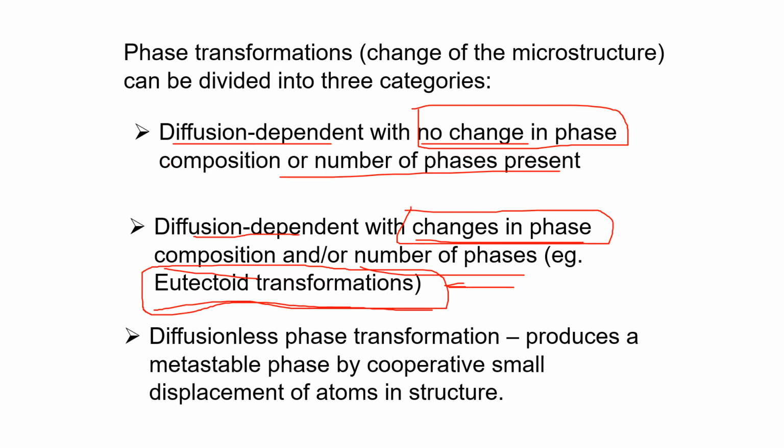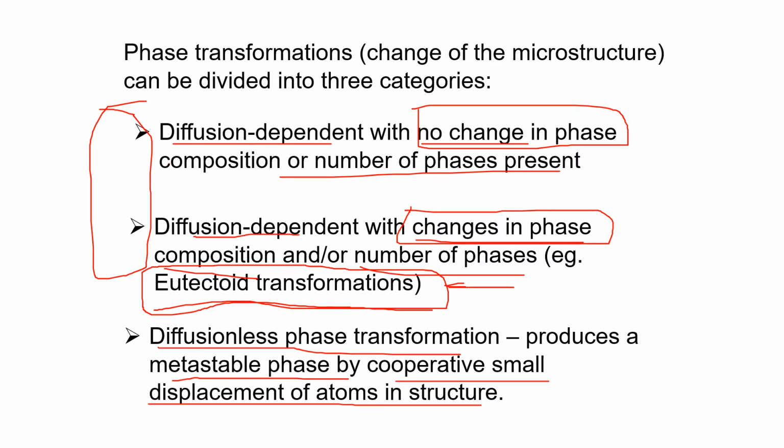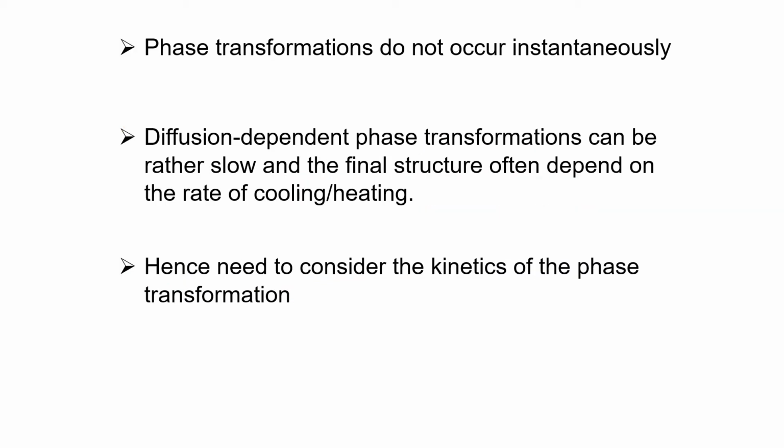The first two parts are diffusion dependent, with no change and with change in phase composition. The third one is diffusionless phase transformation. This produces a metastable phase by cooperative small displacement of atoms in the structure. Phase transformations do not occur instantaneously, which we have already studied.